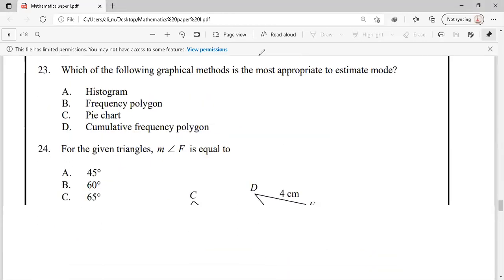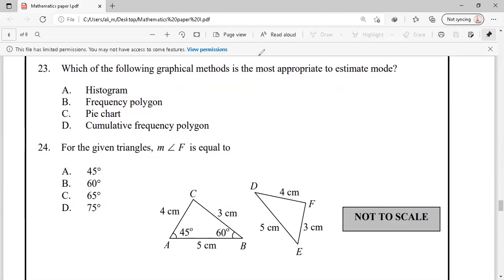Then let's come to question number 23 and 24. Which of the following graphical methods is most appropriate to estimate the mode? So, as we have studied, we can estimate the mode and median from a graph as well. For finding the median, we use an ogive or cumulative frequency curve. Similarly, for finding the mode from a graph, we use a histogram. So option A is the right answer.